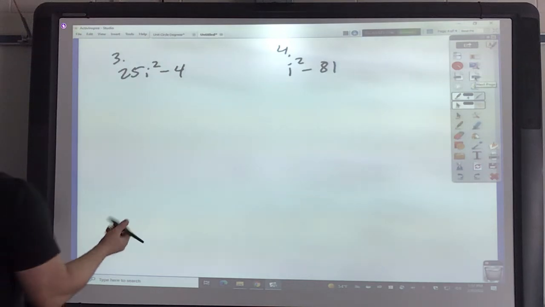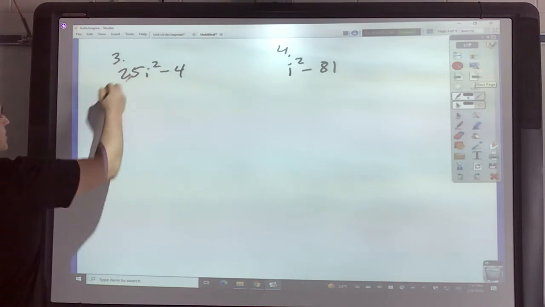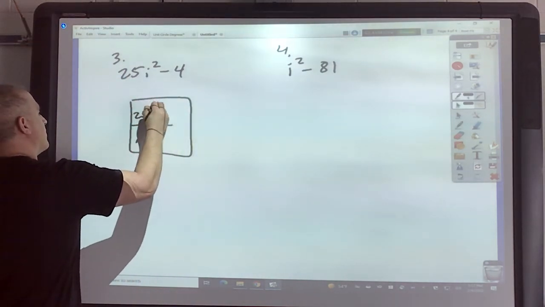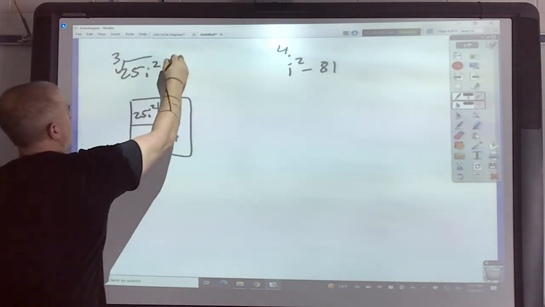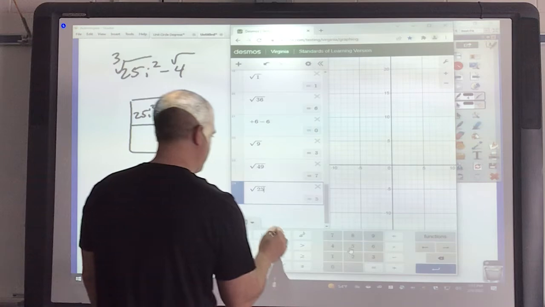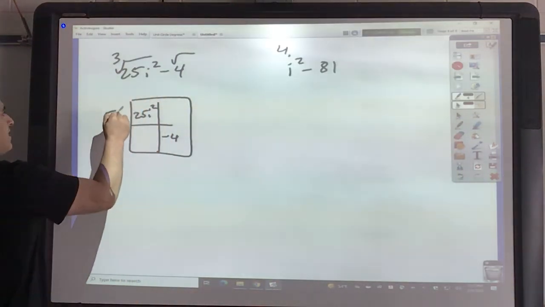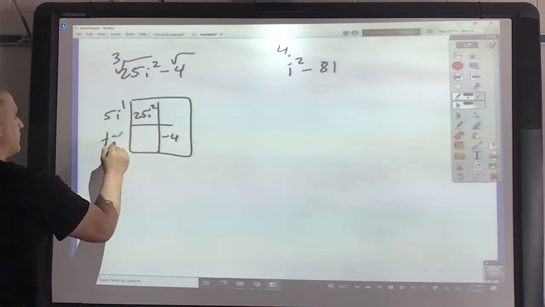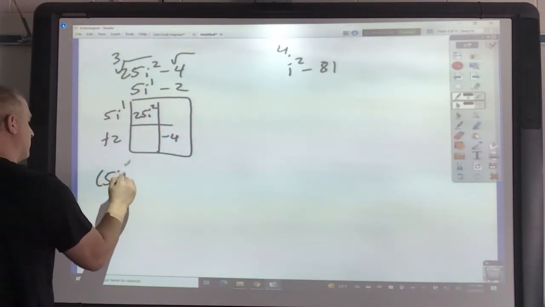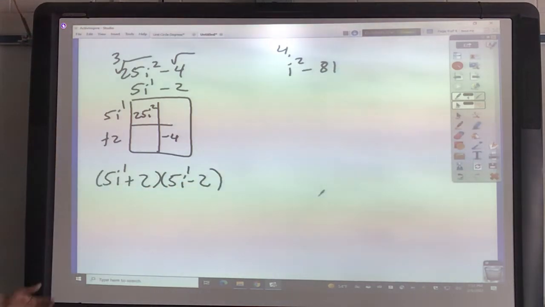All right. So very simply, what I'm going to do here, okay, all right, I'm going to use the box, 25i squared minus 4, take the square root of both terms, okay, square root of 25 and the square root of 4. Square root of 25 is 5, square root of 4 is 2. So it's going to be 5i to the first plus 2, 5i to the first minus 2. Okay, that's simple, all right.